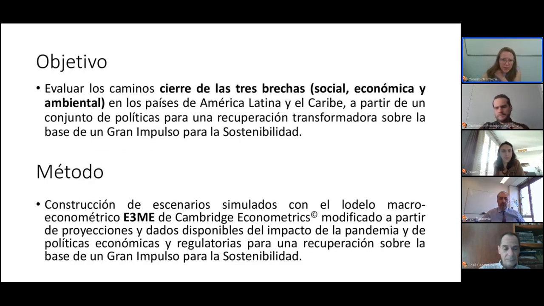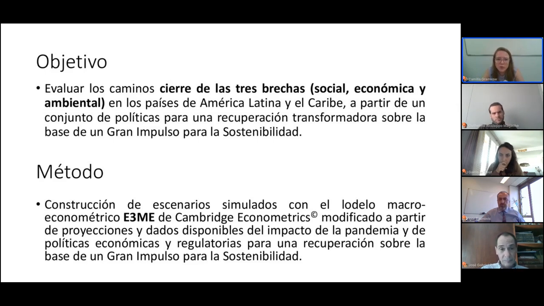So the objective of the simulation exercise was to assess the trajectories or the possible paths to close the three gaps, the social, economic, and environmental, in Latin American and Caribbean countries, by simulating the implementation of a series of policies that I will present to you in more detail later on.